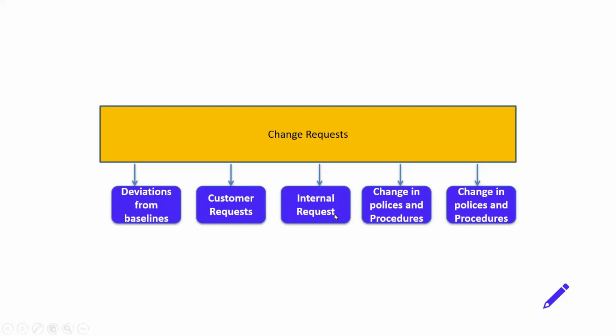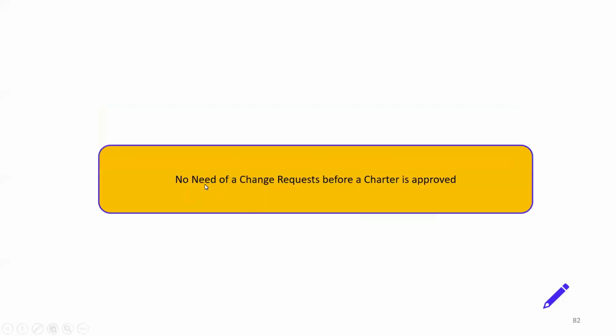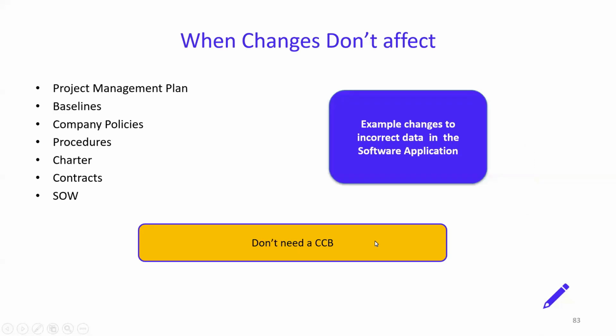An internal request also can be a change request, but it should be aligned with the project and the charter. Okay. Or there's some change in policies and procedures. Again, you can use a change request. So these are the reasons why you can use a change request. No need of a change request before the charter is approved. Remember this, okay? Even before the charter is approved, you don't need to raise a change request.